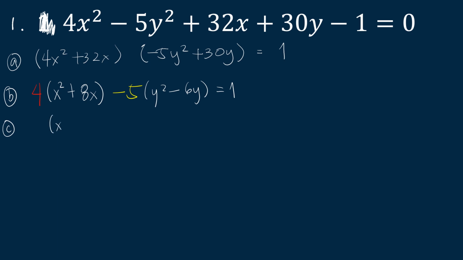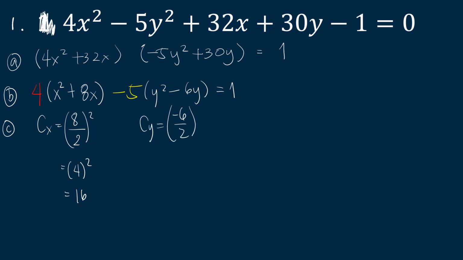So, we have x squared, C sub x, where 8 over 2 squared, the answer is 4 squared or 16. And C sub y, which is negative 6 divided by 2 squared, the answer is negative 3 squared or equal to 9. And that 9 should be added to the left side and right side of our equation with the respective variable.